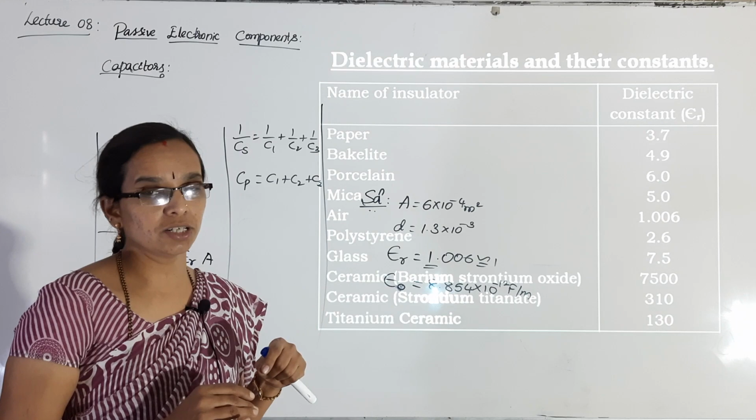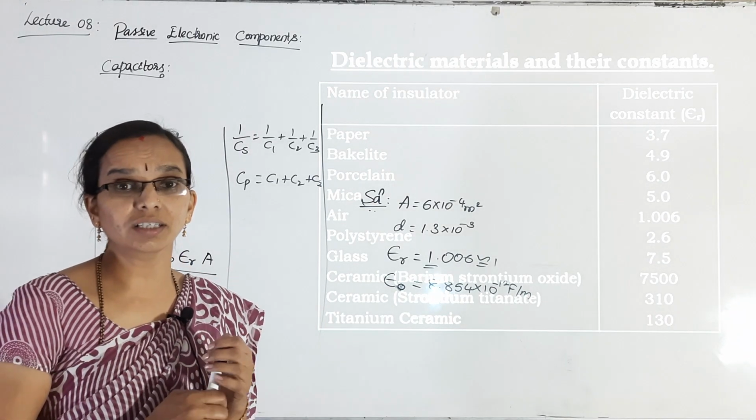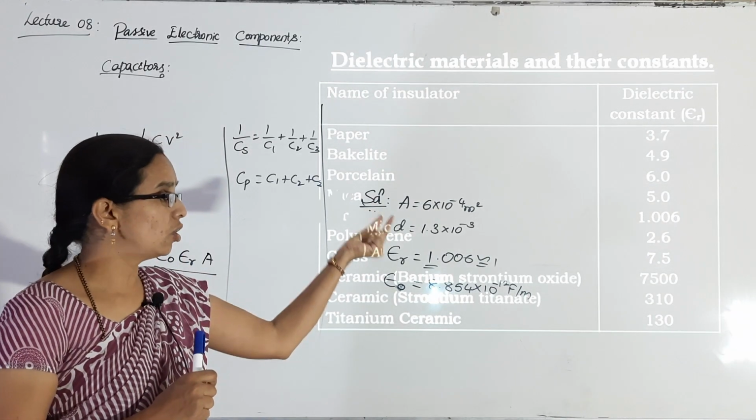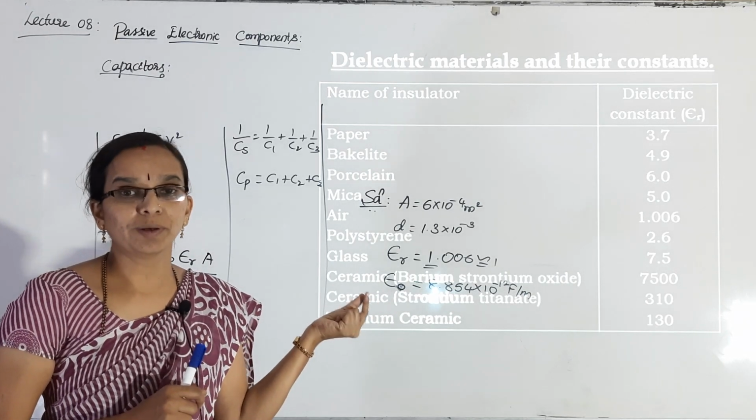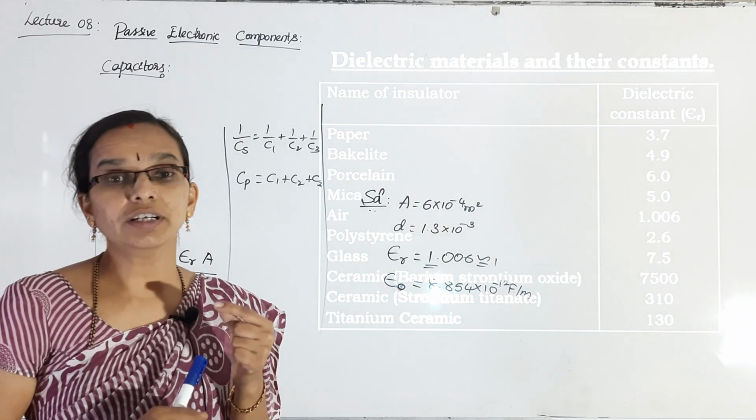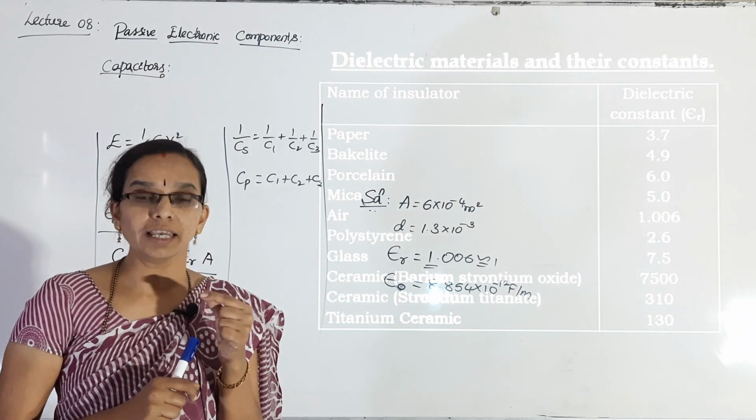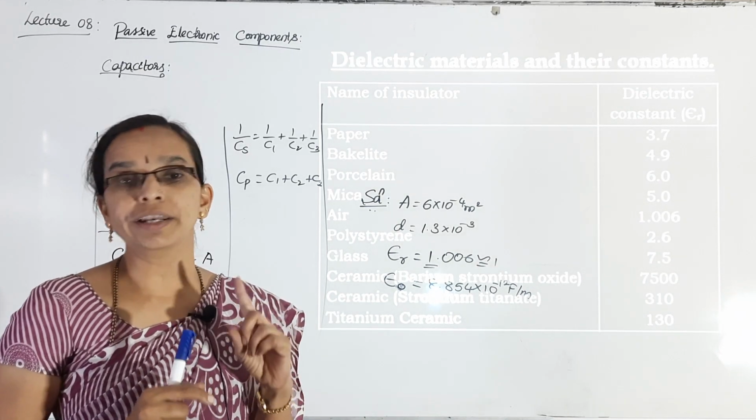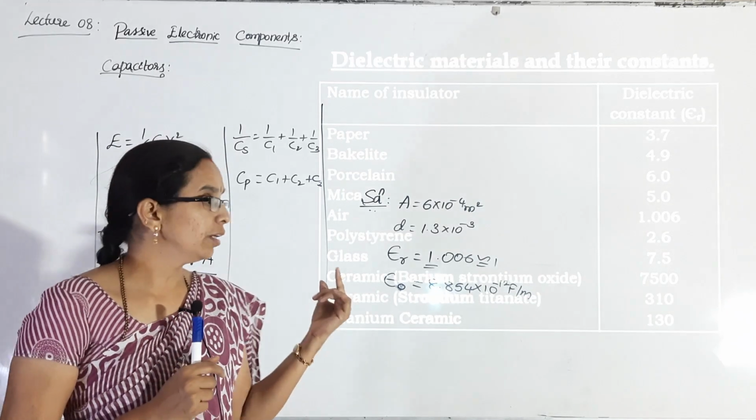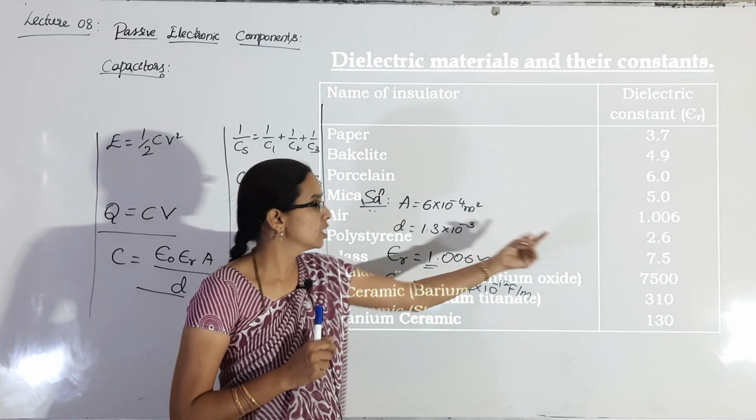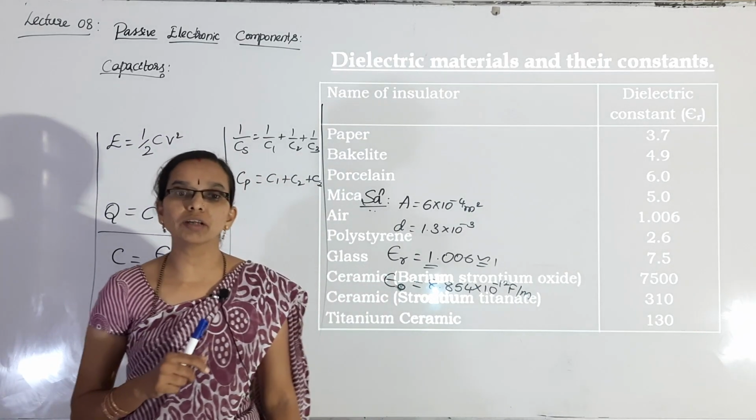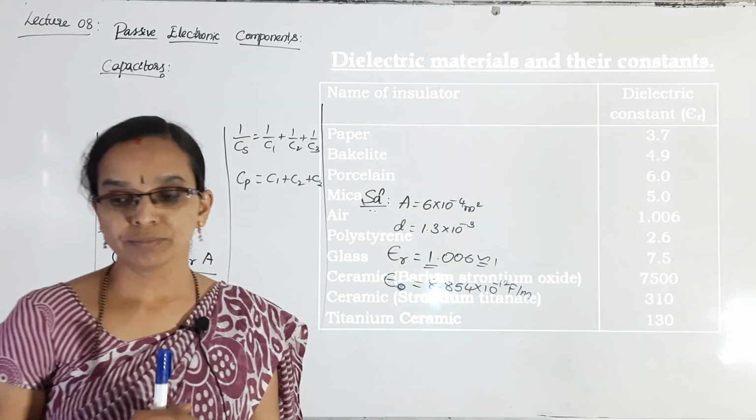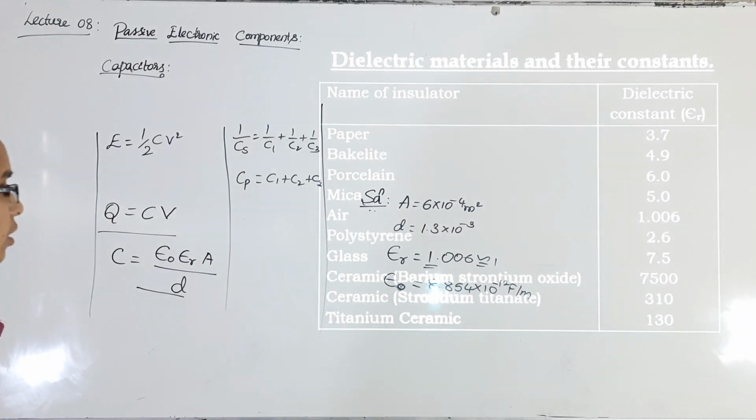Also in the examination, they will be providing us the constant values. If the dielectric medium is air, then we should remember epsilon r is equal to 1, because the relative permittivity of air is 1.006, approximately equal to 1. You can take 1. Okay.